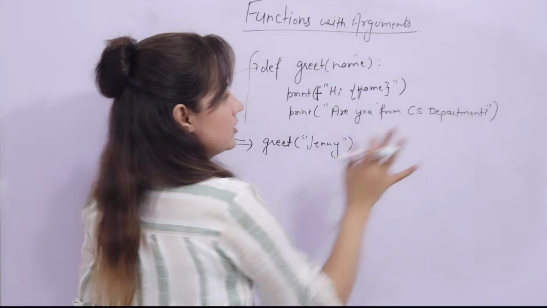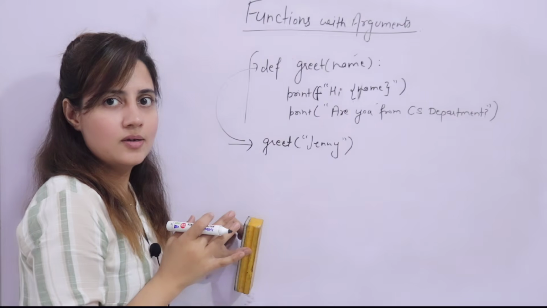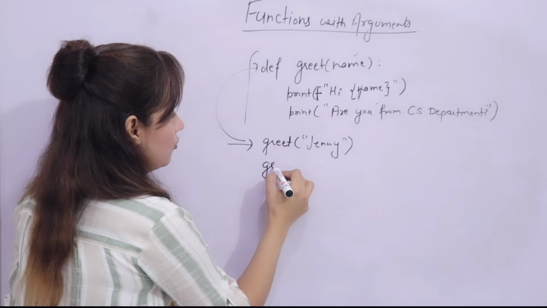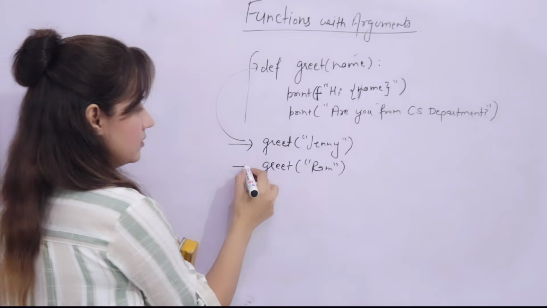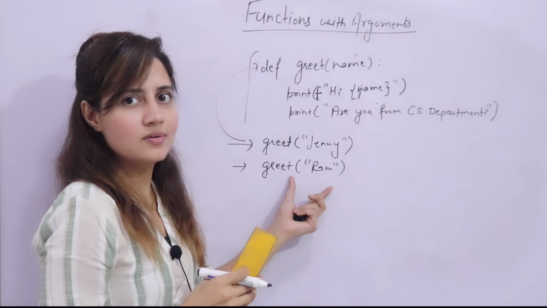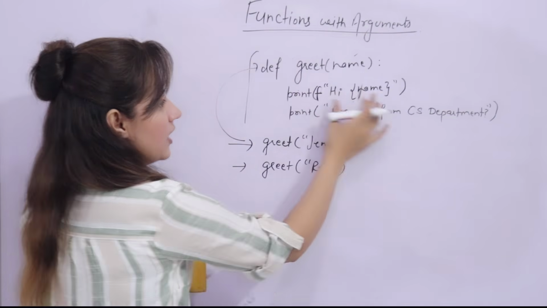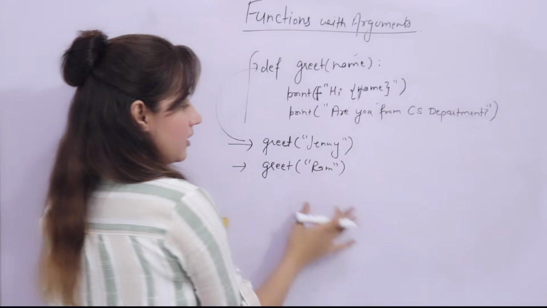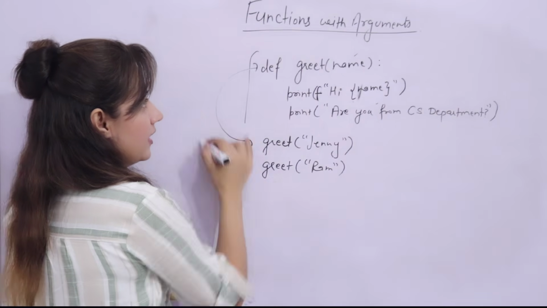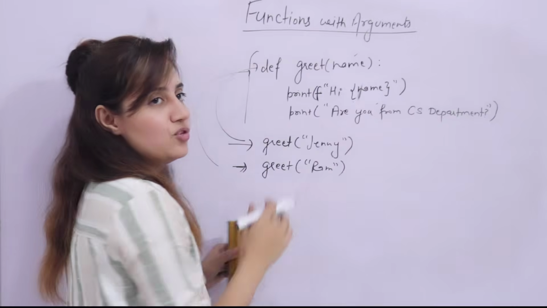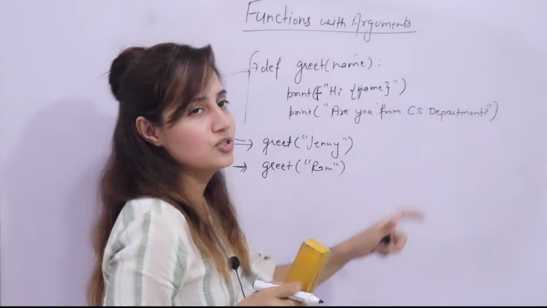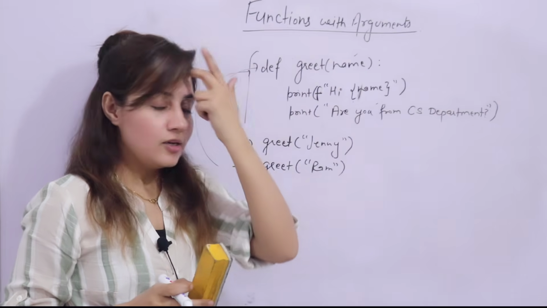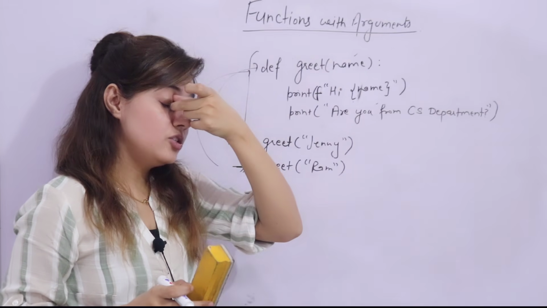Are you from computer science department? Fine. Next time if I want to greet Ram, just call another function, greet and Ram. So it will first print hi Jenny, are you from computer science department, and then again it will call. Now this time in name we have Ram. So hi Ram, are you from computer science department? Right?